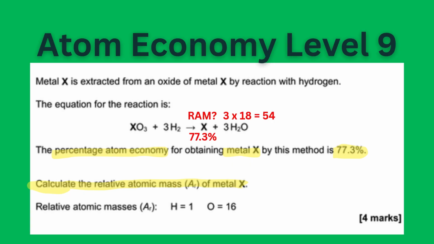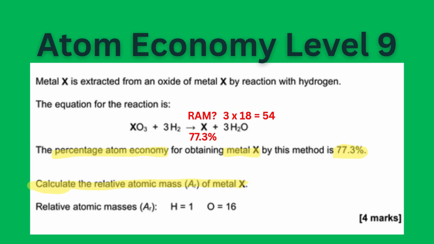So, we want to find the relative atomic mass of X, and there are 3 waters formed with a total relative formula mass of 3 times 18, which equals 54. We are also told that the percentage atom economy of X is 77.3%. If we can work out what relative atomic mass is produced by 1%, then we can work out what 77.3% equals, and hence the relative atomic mass of X. This can be achieved by using the information given about the water.